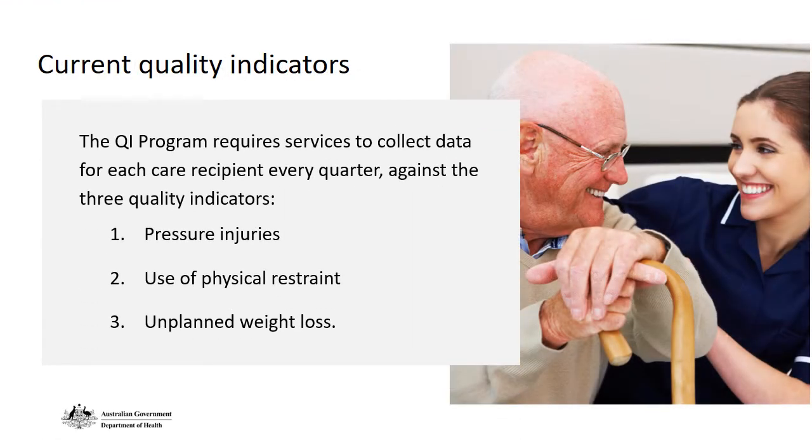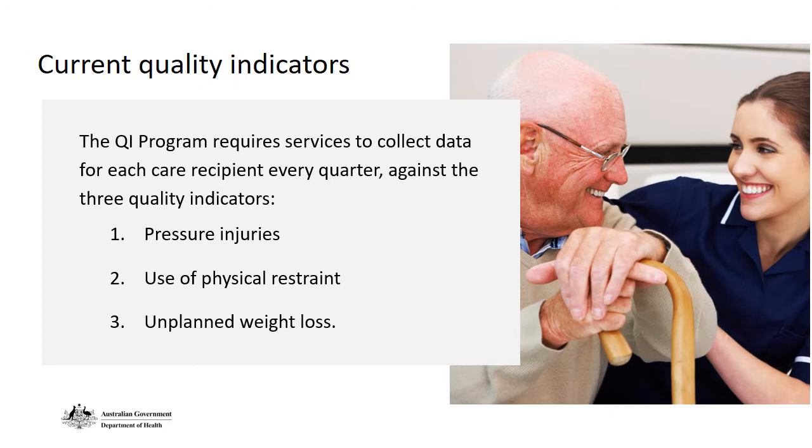The QI program involves specific methods for collecting, recording, submitting and interpreting information about the QIs. It is important for the reliability of the QI program that your service uses the methods exactly as prescribed in the QI program manual. The QI program currently includes 3 QIs that address important aspects of quality of care in clinical areas. These are pressure injuries, use of physical restraint and unplanned weight loss.